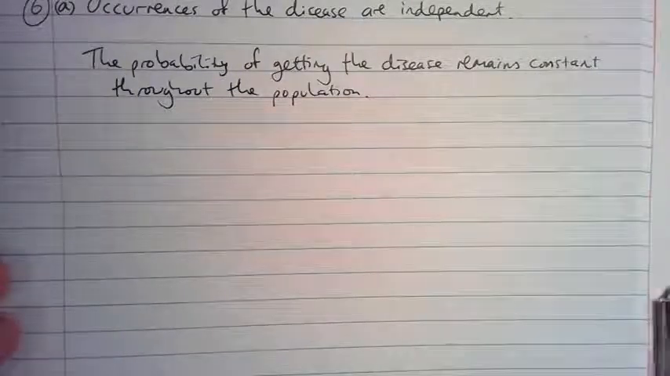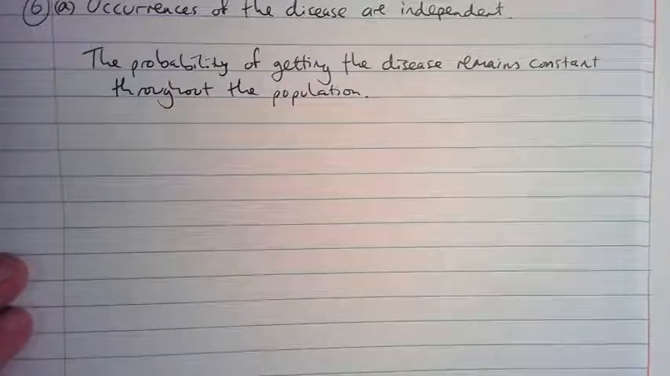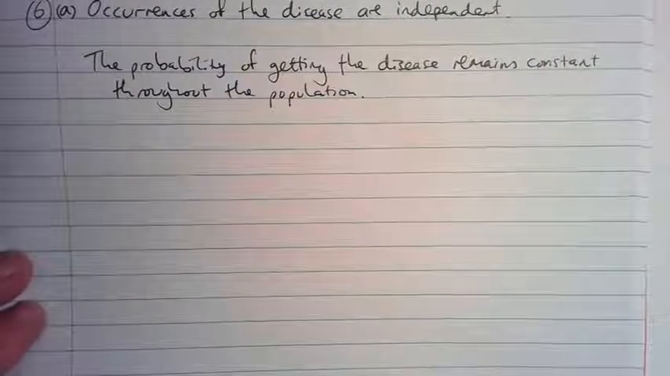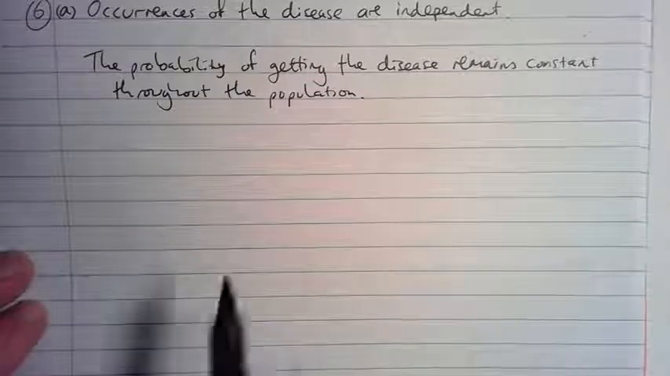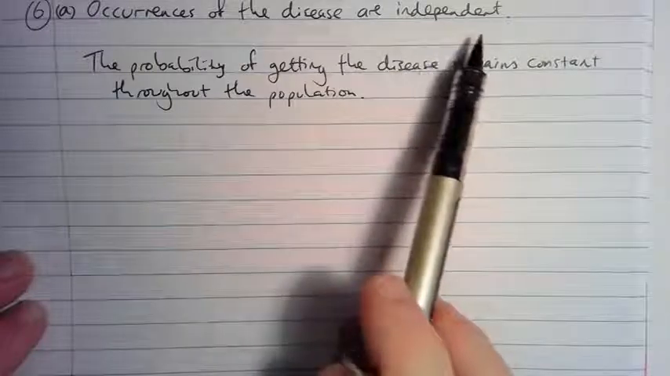In question 6, the context is about a disease that occurs in 3% of the population, and we're trying to state the assumptions that are required to model this with a binomial distribution. The two assumptions are, firstly, that occurrences of the disease are independent of one another.